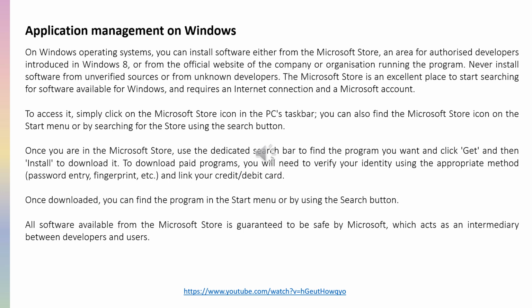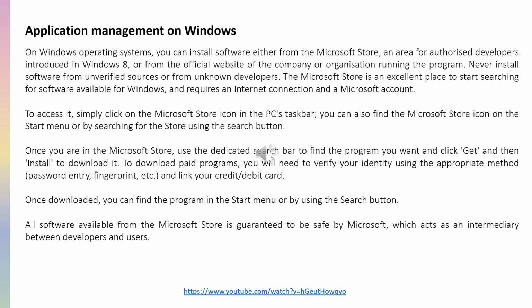The Microsoft Store is an excellent place to start searching for software available on Windows and requires an internet connection and a Microsoft account. To access it, simply click on the Microsoft Store icon in the PC's taskbar. You can also find the Microsoft Store icon on the Start menu or by searching for the store using the search button. Once you are in the Microsoft Store, use the dedicated search bar to find the program you want and click Get and then Install to download it.